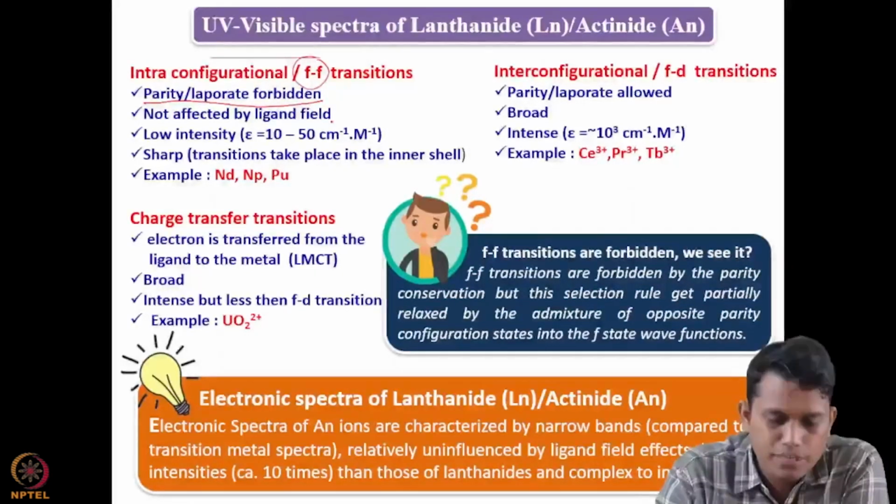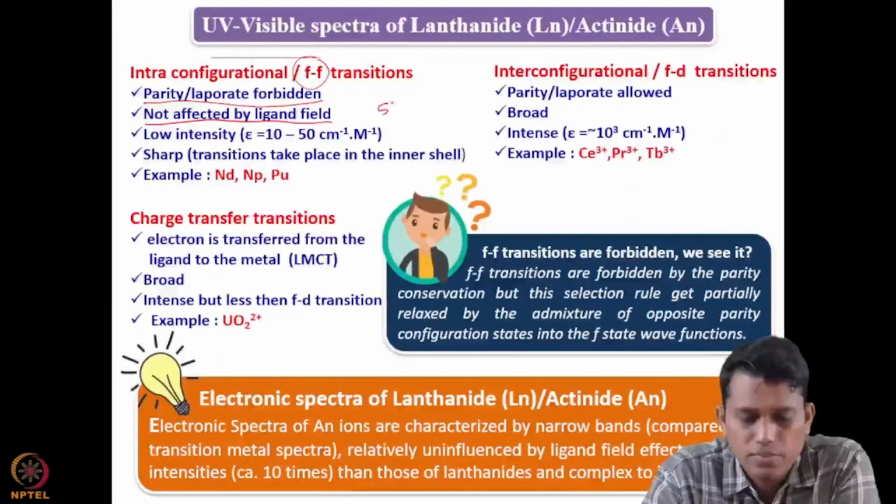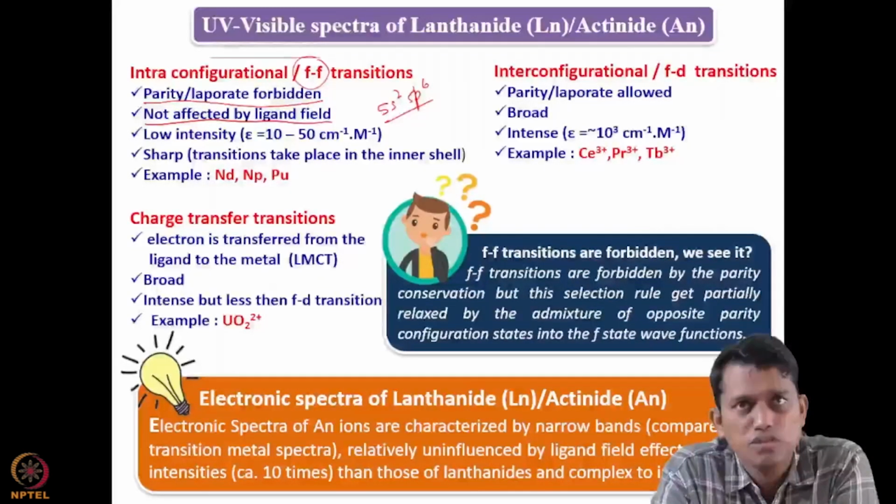As they are deeply buried inside, they are not affected by the ligand field. I told you that the outer electrons present there will not allow the ligand field to come up to the orbital. And because of their Laporte forbidden region, or maybe partially allowed region, their intensities are not very high, they are very low, so the molar absorptivity of this kind of transitions is not very high. The transitions are sharp, as I've shown you in the previous slide, since they are deeply buried inside and shielded from the outermost filled shells, and some examples we'll see again in the coming slides.